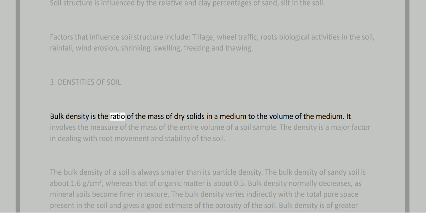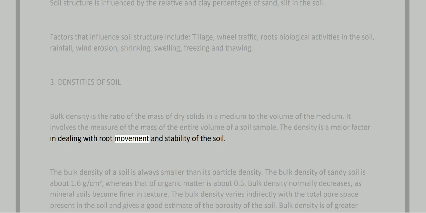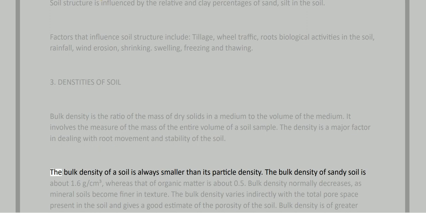Three densities of soil. Bulk density is the ratio of the mass of dry solids in a medium to the volume of the medium. It involves the measure of the mass of the entire volume of a soil sample. The density is a major factor in dealing with root movement and stability of the soil. The bulk density of a soil is always smaller than its particle density.